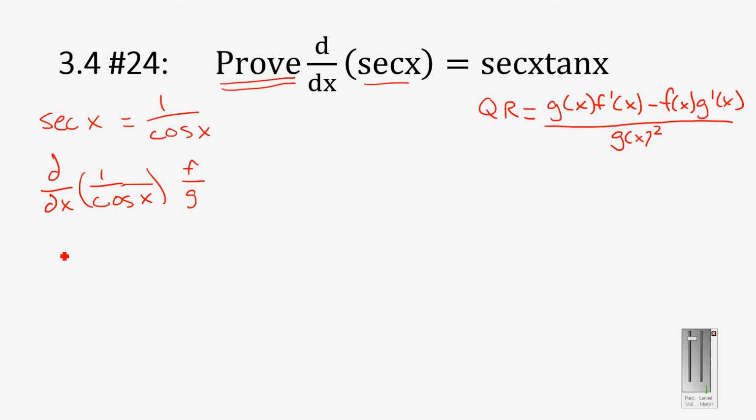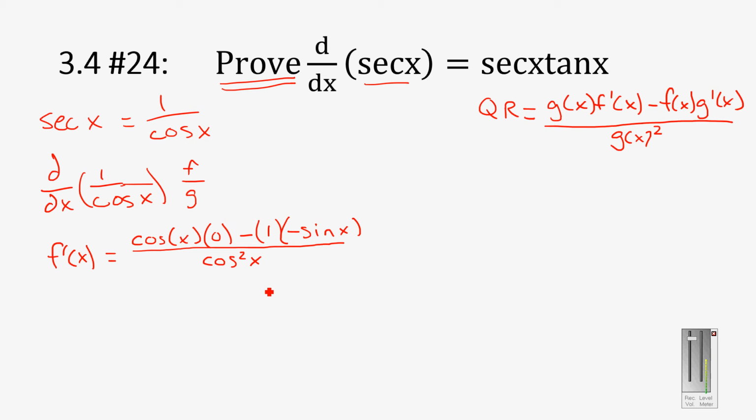So I'll just call this f prime of x for now. And I'm going to say, well, what's g of x? Well, g of x is cos x. We know that. Looking up at the top here, the g term is cos x. Well, f prime of x, what's the derivative of 1? The derivative of 1 is 0. And then we have to subtract f of x, which is 1, multiplied by g prime of x. Well, the derivative of cos x is negative sine x. I feel like we're doing pretty good there. We'll put all of that over g of x squared, which is going to be cos squared x.